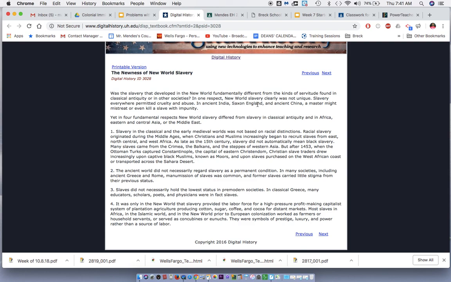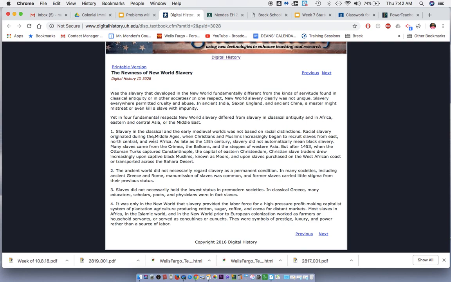In one respect, New World slavery clearly was not unique. Slavery everywhere permitted cruelty and abuse. In ancient India, Saxon England, and ancient China, a master might mistreat or even kill an enslaved person with impunity. Yet, in 4 fundamental respects, New World slavery, or American slavery, differed from the slavery in classical antiquity and in Africa, Eastern and Central Asia, or the Middle East. So all that ancient slavery that we were talking about, American slavery differed from it in 4 ways.